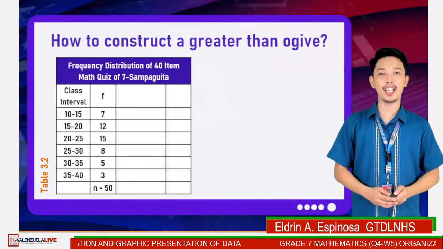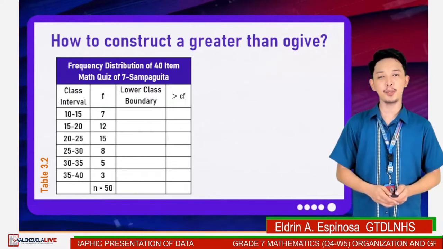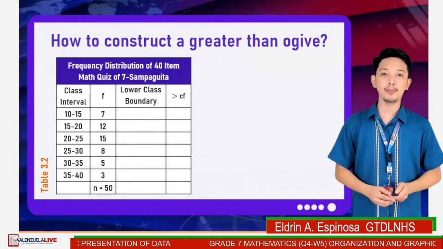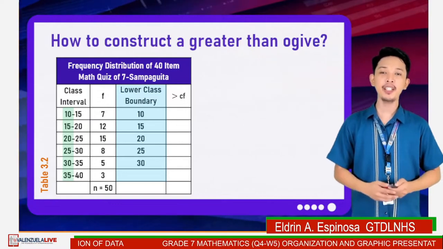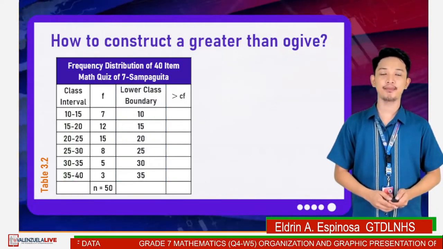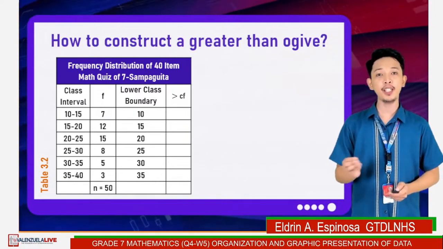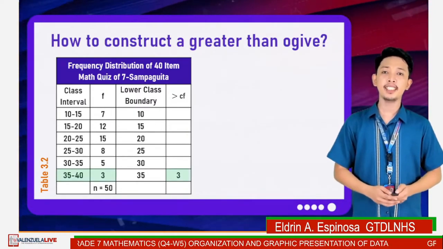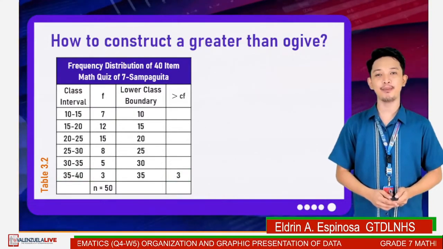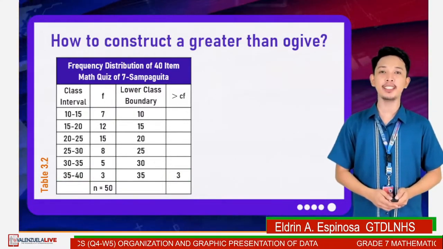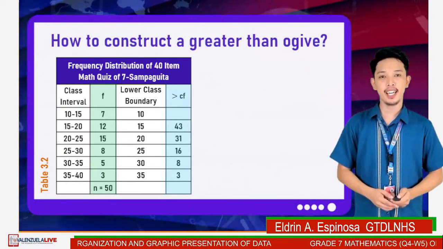To construct a greater than ogive, we need to add two columns for the lower class boundary and for the greater than cumulative frequency. Thus, the lower class boundaries are 10, 15, 20, 25, 30, and 35. To complete the column for greater than cumulative frequency, we will start accumulating the frequency from 3. Since it is the frequency of the class containing the highest scores, which is 35 to 40. Thus, under greater than cumulative frequency, we will have 3, 8, 18, 31, 43, and 50.